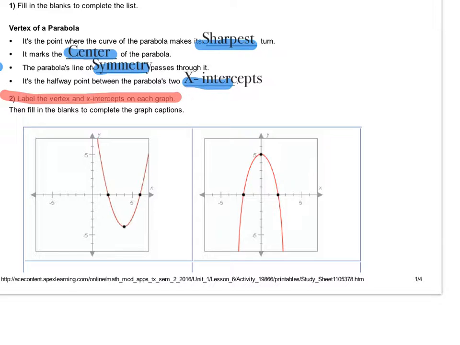Okay, so now we're at our next set of directions, and it says label the vertex and the x-intercepts. Now, what I want you to remember is that the vertex is the sharpest point, so as best I can, that point right there is going to be your vertex. So let's label it. Excuse my handwriting. That's your vertex for that parabola that opens upward. And it happens to have the location for negative 4. Always good to label your points.